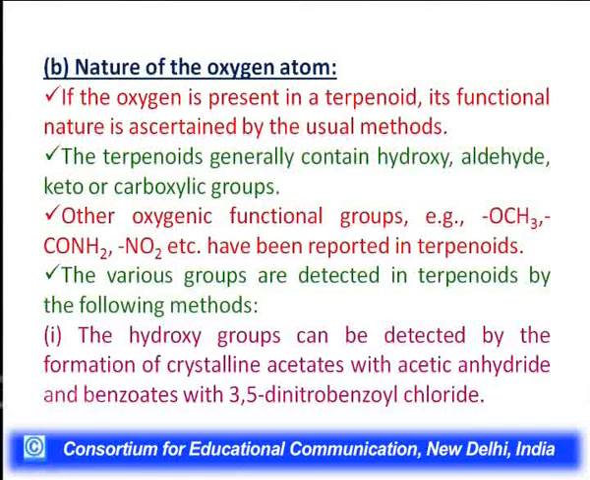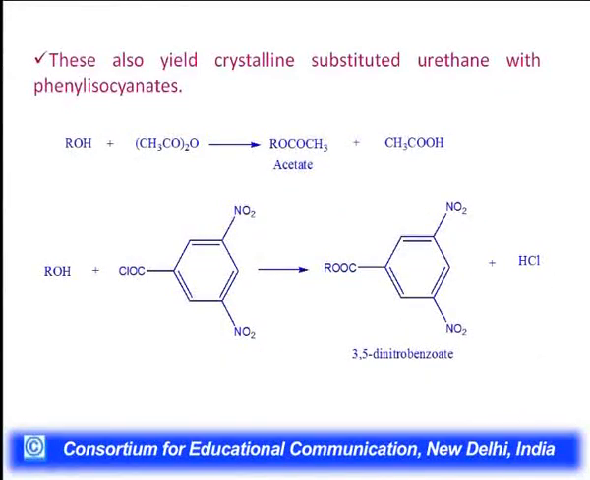The hydroxy group can be detected by the formation of crystalline acetates with the acetic anhydride and benzoates with the 3,5-dinitrobenzoyl chloride. As we do the systematic analysis of any organic compound, same here we have to do a systematic analysis of the natural products of the terpenoids also. So first we will do the hydroxy group detection. For that we have to treat this terpenoid with the acetic anhydride.